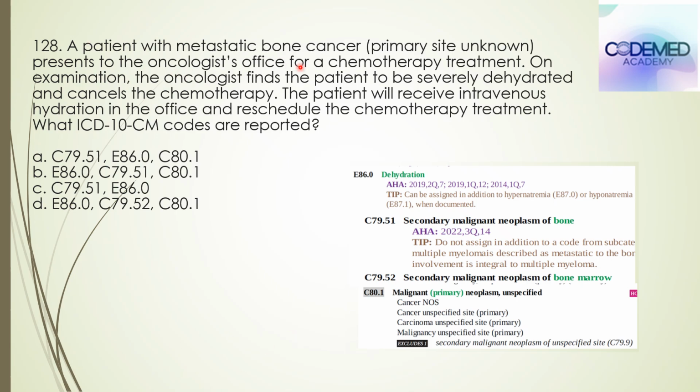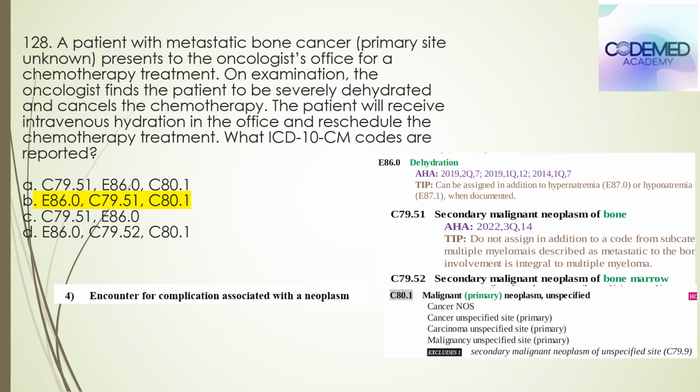A patient with a metastatic bone cancer presents to the oncologist's office for a chemotherapy treatment. On examination, the oncologist finds the patient to be severely dehydrated and cancels the chemotherapy. The patient will receive intravenous hydration in the office and reschedule the chemotherapy treatment. What ICD-10-CM code is reported? And yes, B is the correct answer because here the guideline is that if the patient has come for the problem and if you are treating the problem.